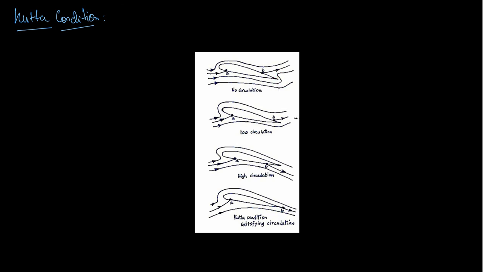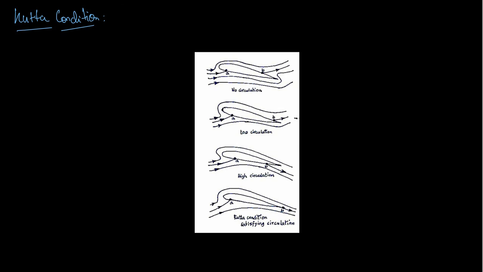And suppose I have very low circulation, the stagnation points are pushed down a little bit, and the flow becomes like that, and there is still an increment in velocity near the trailing edge. And if I have very high circulation, the stagnation point gets pushed too much, and it comes like this. It crosses the trailing edge and comes below the airfoil, and this also does not occur in reality.